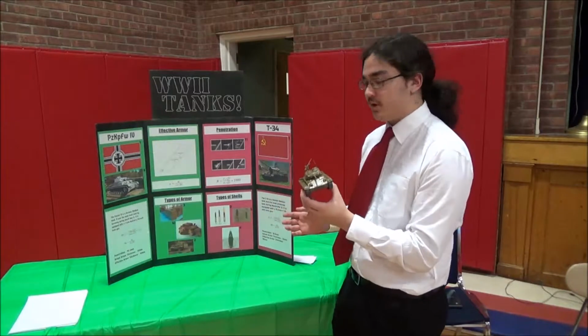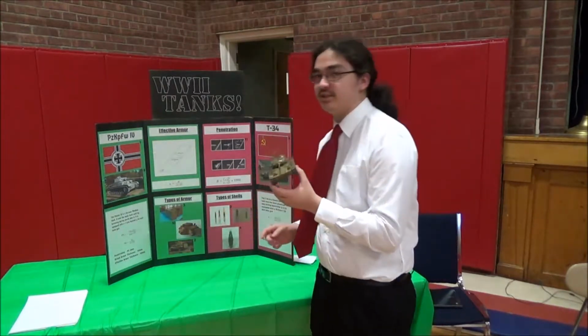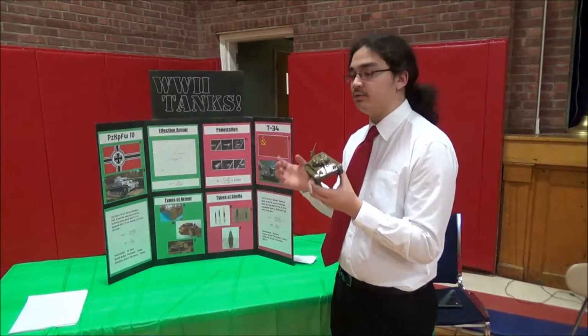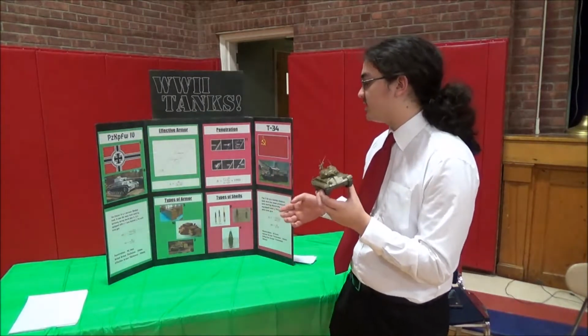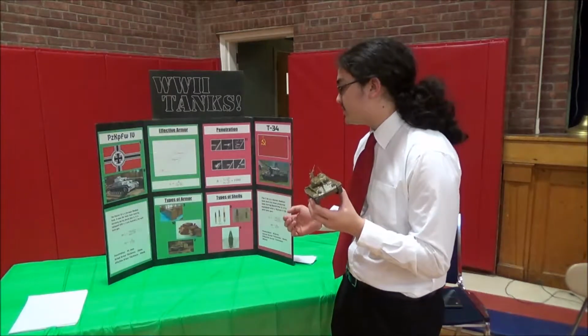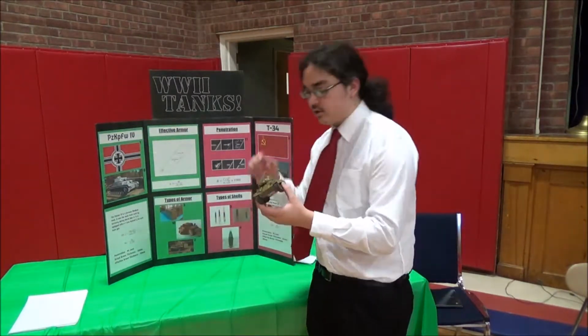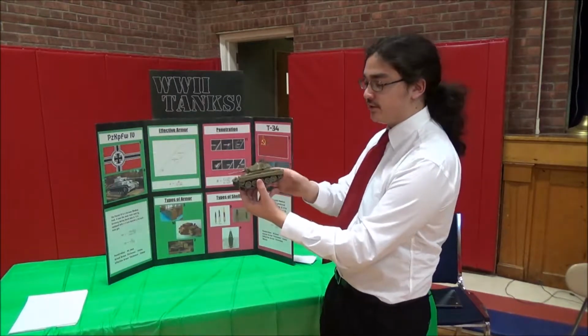Another type of armor would be cast homogeneous steel armor, where, as the name states, the cast will be made and molten steel will be poured into the cast, cooled, and it can make the irregular shapes that rolled homogeneous steel could not, such as the side of this turret or the front and side of this tank turret.